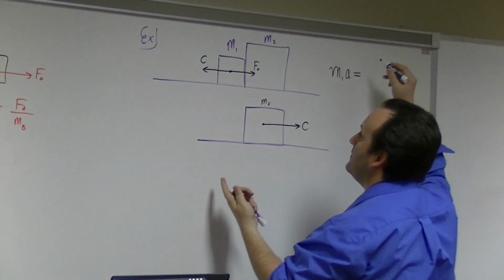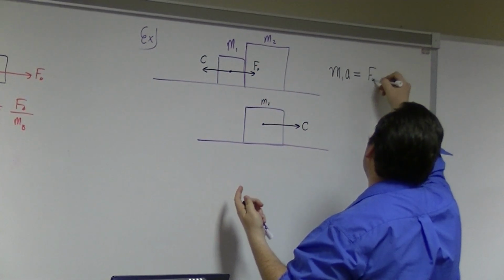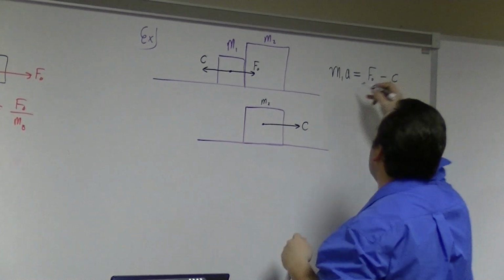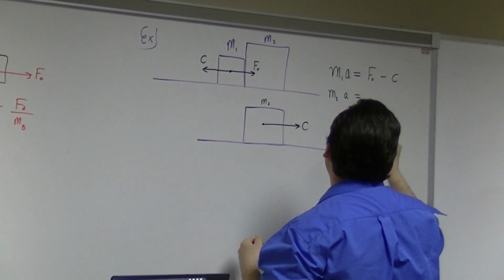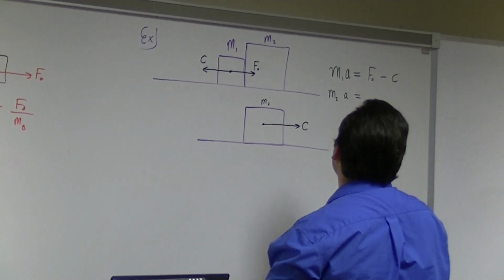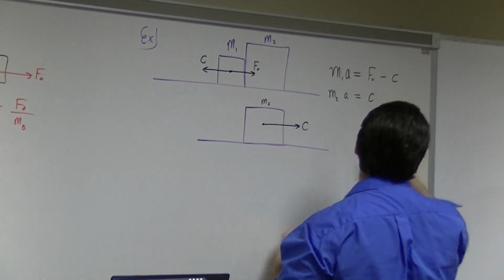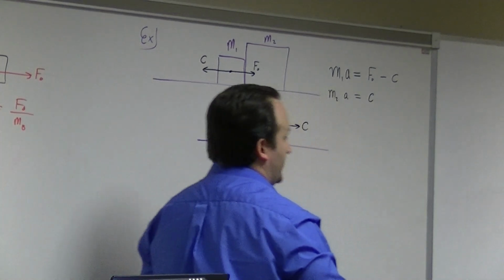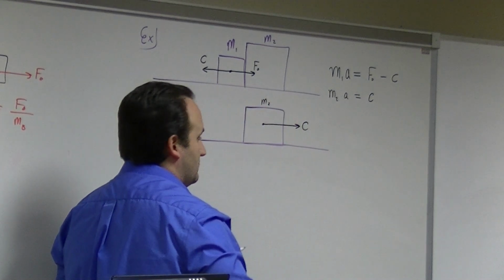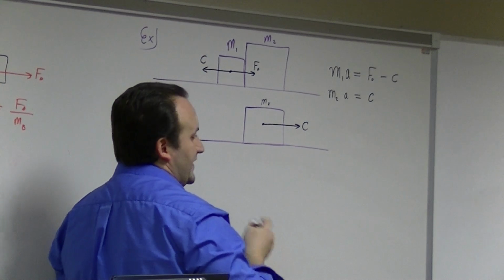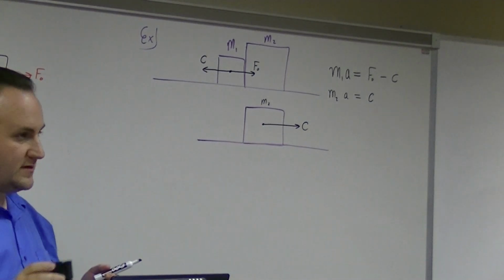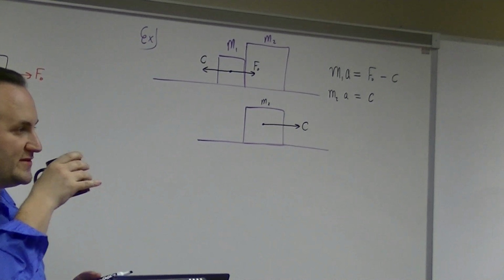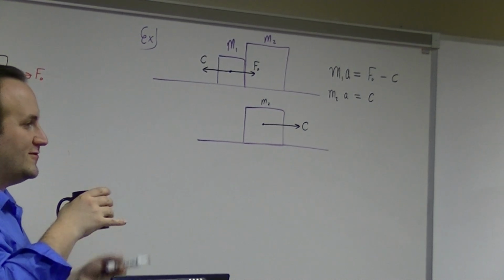So M1A is F naught minus C, is what I'd like to say. M2A is what? Just C, right? Those are Newton's second laws in this case, where the reason I have C and minus C again is by the third law. Sorry for wasting your time for the last 5 minutes. I should have just told you that.